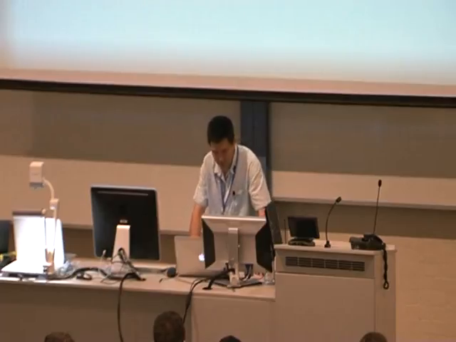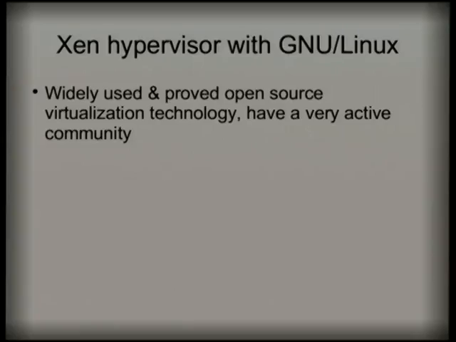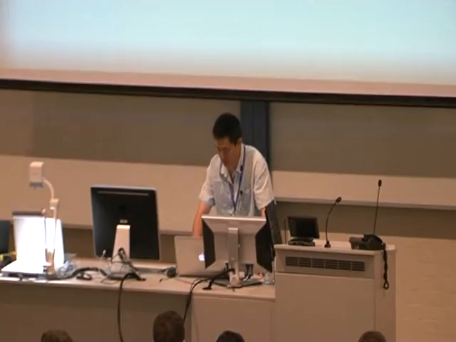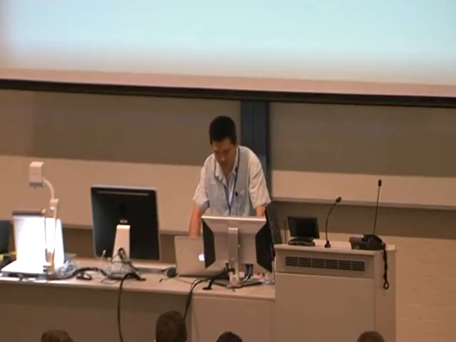When we did this setup, we tested both KVM and Xen type virtualization solutions. We chose Xen because it's a widely used and proven open source virtualization technology with a very active community. I think the most famous user is Amazon. They built their whole public cloud on top of Xen.